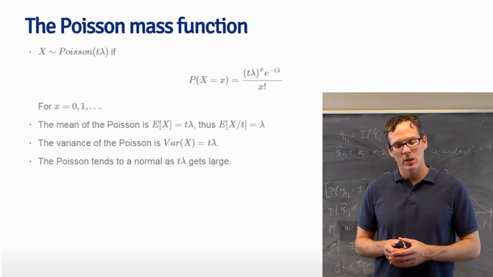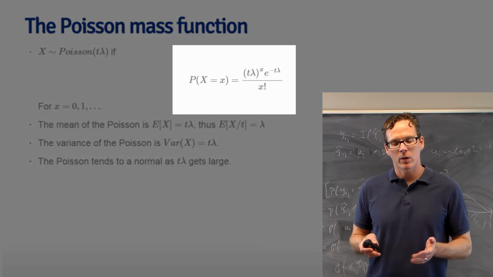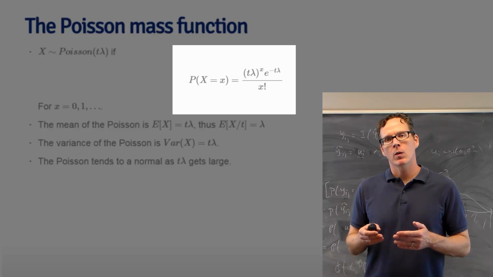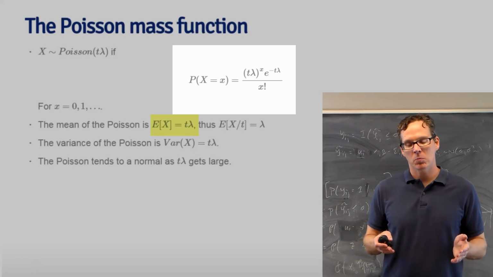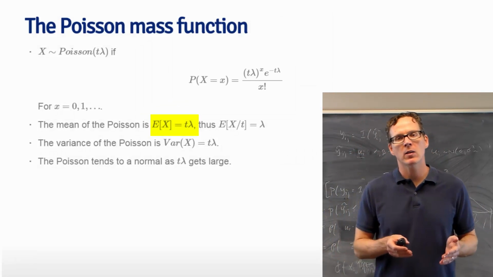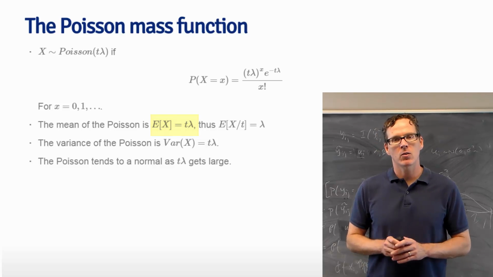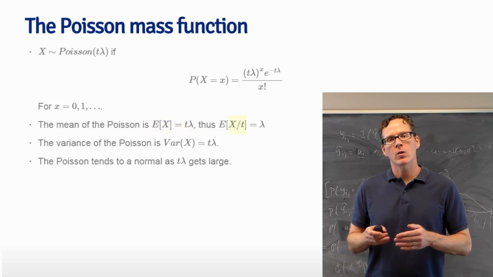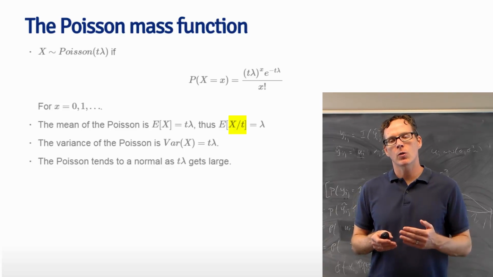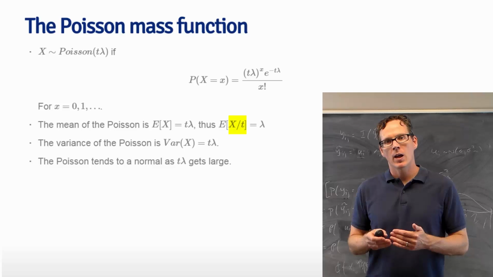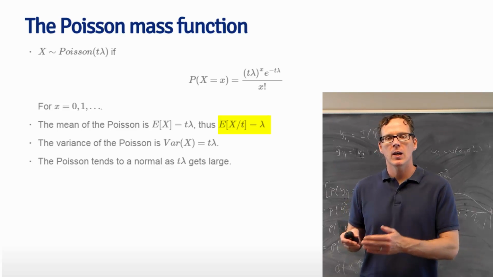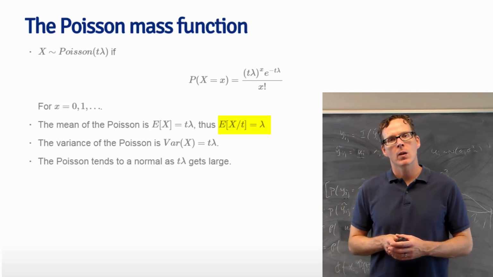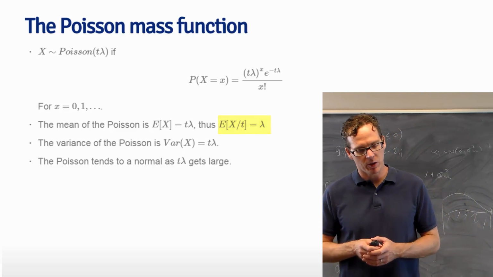I give the Poisson mass function here, and so the rate of counts per unit time is lambda, whereas t is the total time. If x is a Poisson with this mean, then its expected value is t times lambda. So our natural estimate of the rate would be the count over the total time, x over t. And it's nice to know in this case that the expected value of x over t, the expected value of our rate estimate, is exactly lambda, the rate that we would like to estimate. So that's a useful property associated with the Poisson.